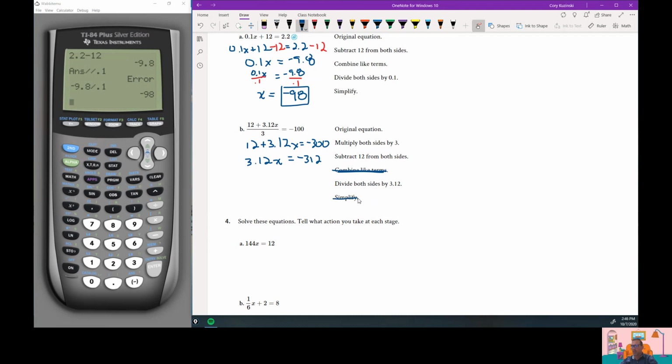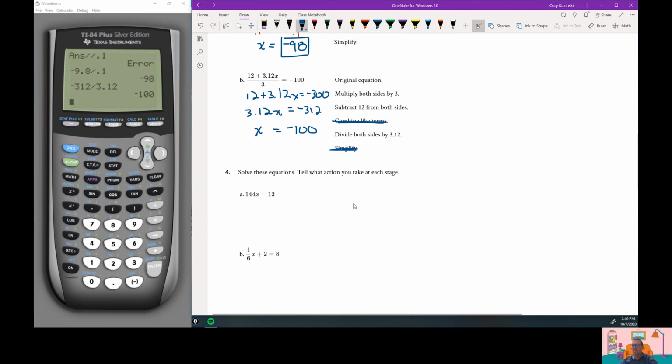Divide both sides. I'm going to get rid of this too. Divide both sides by 3.12. Okay, well, 3.12x divided by 3.12 is just x, and negative 312 divided by 3.12, you guessed it, negative 100.